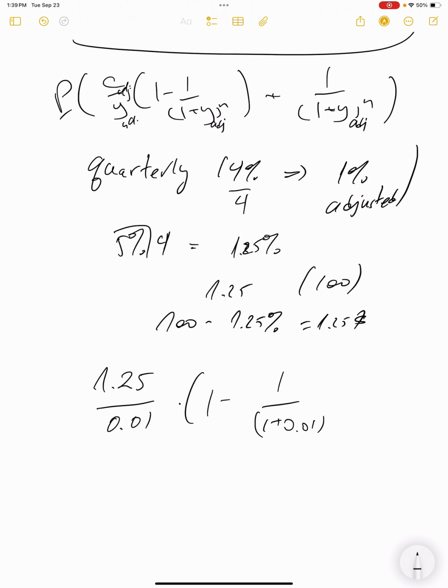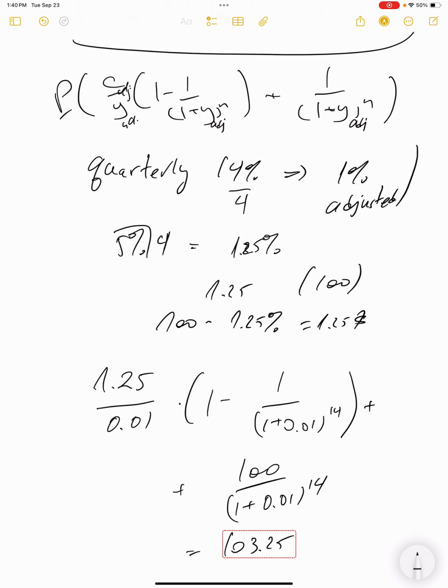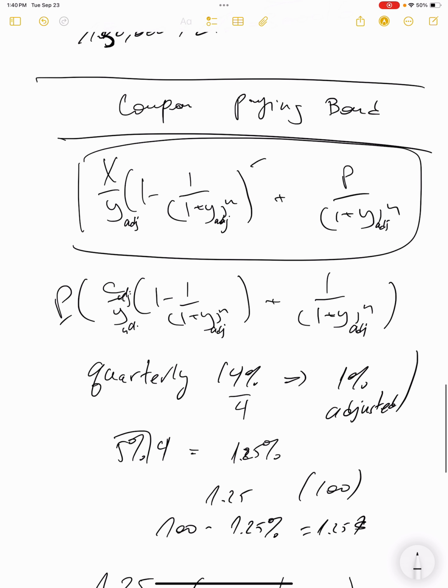And now, how many payments do you have? Well, you have 3.5 years, and you have 4 payments every year, so you have 14 payments. And then you add to it 100 divided by 1 plus 0.01 to the power of 14. Okay? And you get whatever result you get. So the result, I think, is 103.25. Now, in this formula, you have two portions. This is the portion of the interest, if you want, or the payments. And this is the portion of the principal, what you pay at the end.